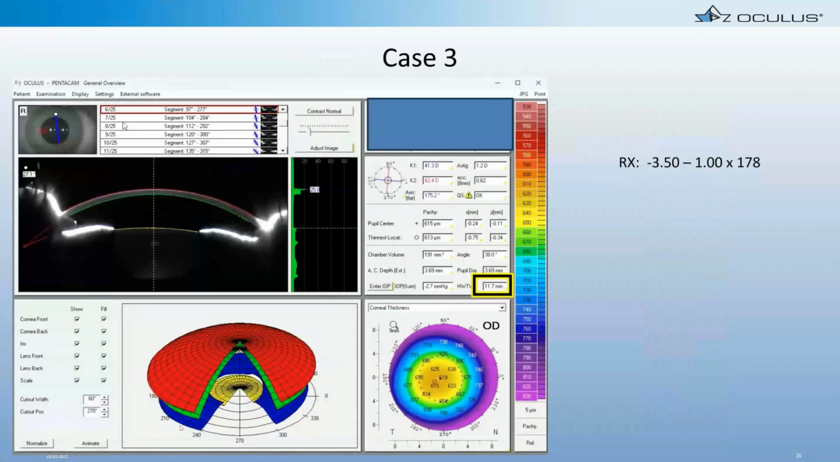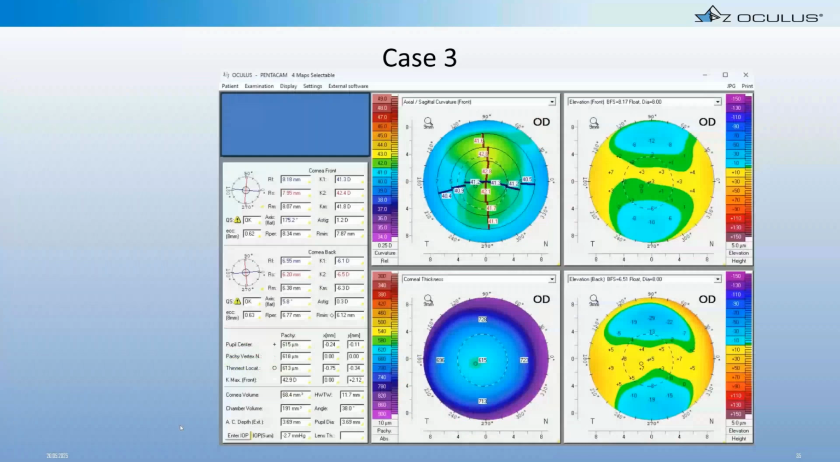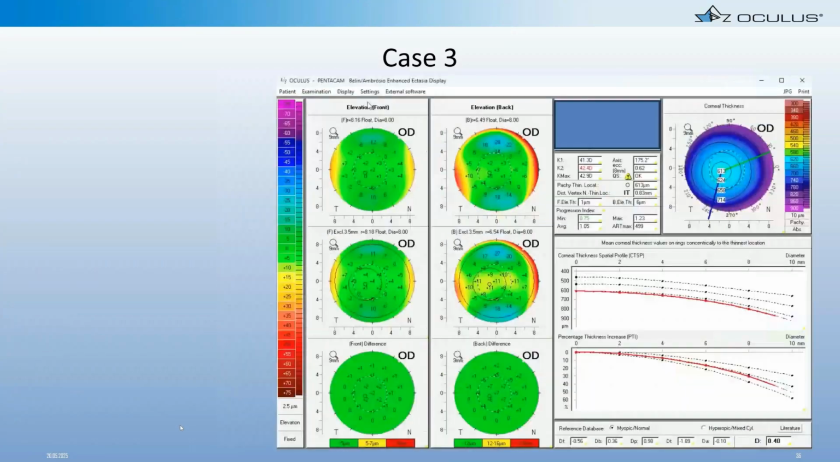Our third case, just a quick walkthrough again. We've got a little higher myope here, minus 3.50, minus 1 axis 178 with 11.7 white to white. We can see our Ks are 41.3 and 42.4, and a nice thick cornea at 615. If we look at this patient's map, looks good, nice and thick corneas. Our Belin Ambrosio enhanced ectasia display looks great. No signs again of any corneal disorder.